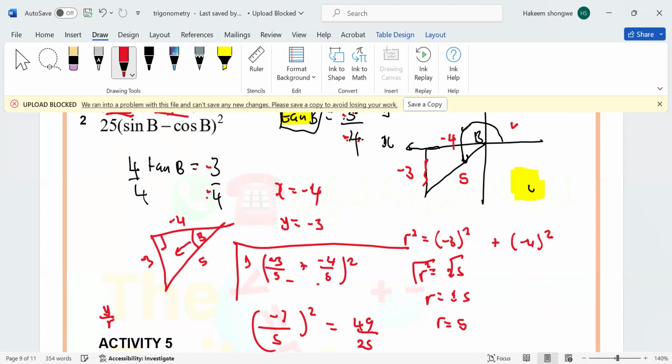You can see, instead of sine, I put Y all over R. This whole thing here I'm changing, and it's going to become Y all over R. But I know what Y is. I also know what R is. Then you can come and do the following here now.